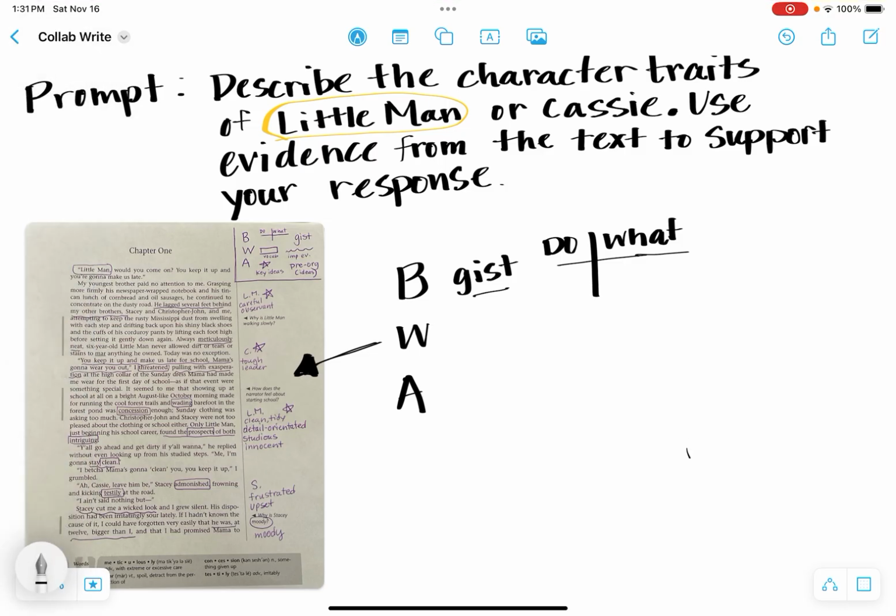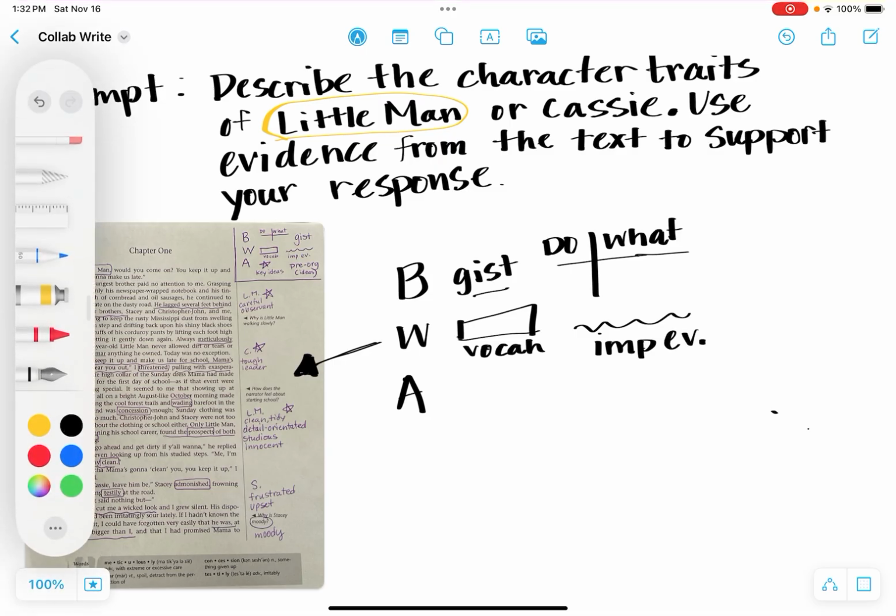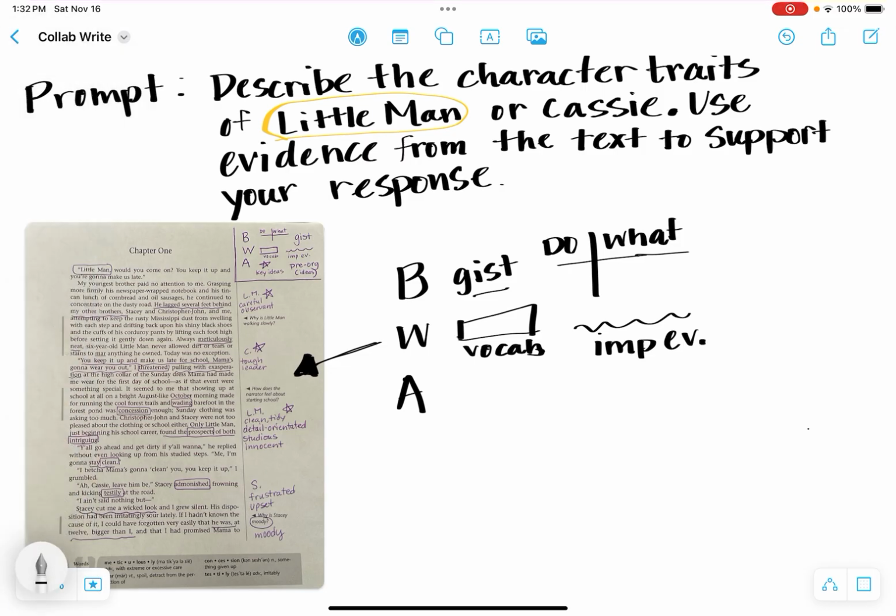Then, while they read, they are going to be boxing key vocabulary and squiggling important evidence. So if I knew I was reading about character traits and thinking about what character I wanted to focus on, I might be putting sticky notes in there, or I might be boxing vocabulary that helps me understand certain character traits. Then when you're done, you go back and you sift through the text again, and you put stars by key ideas.